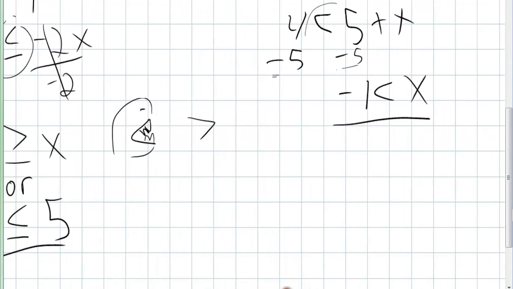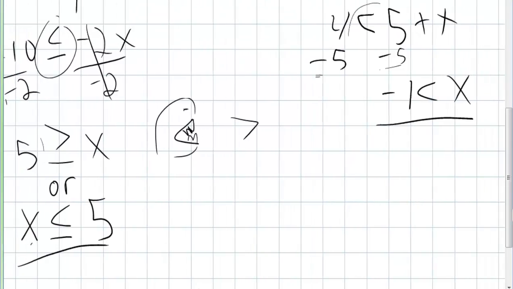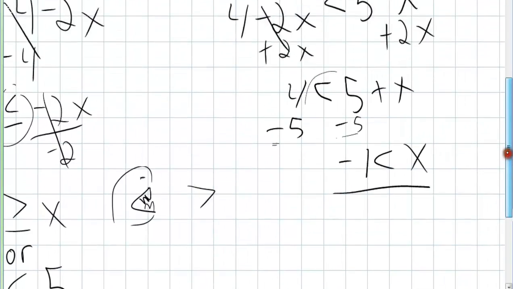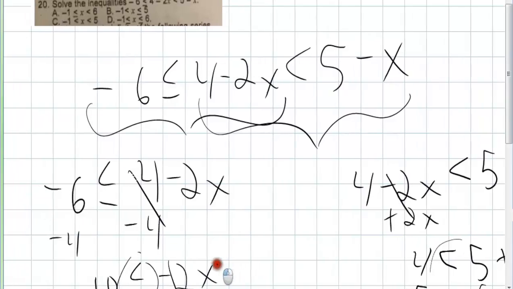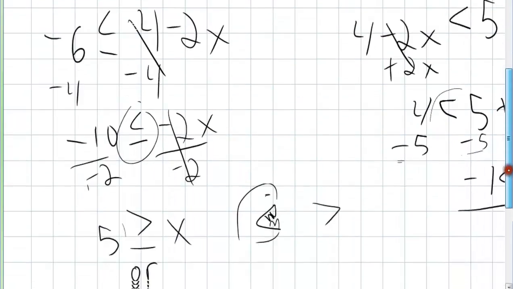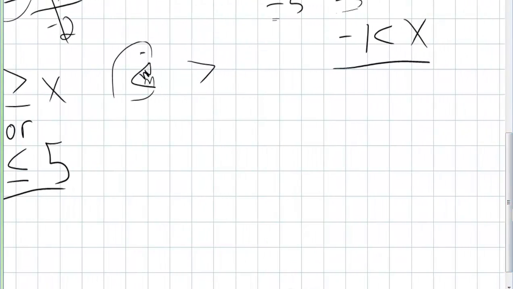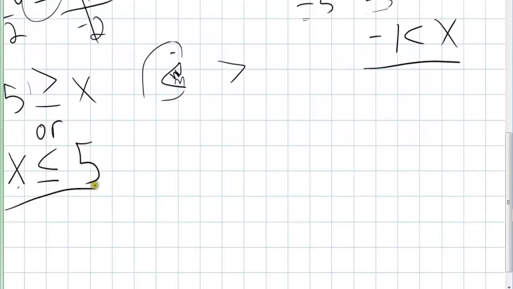How do we combine them? Well, you'll notice up here the options that they give you use this format. X is in the middle and you have two numbers on either end. So what you want to do is put the lowest number to start. So we have negative 1 and we have 5. Negative 1 is obviously the smaller of the two. So we put it here. And we put x in the middle. Okay, and 5 is on the other end.